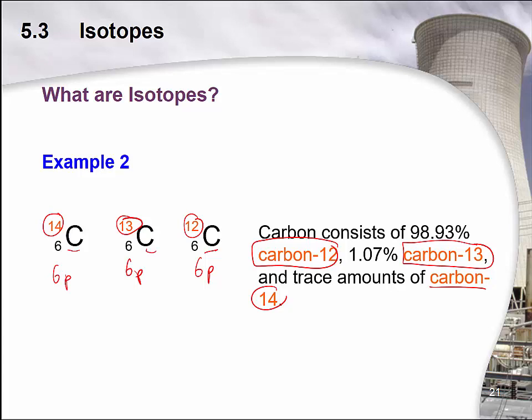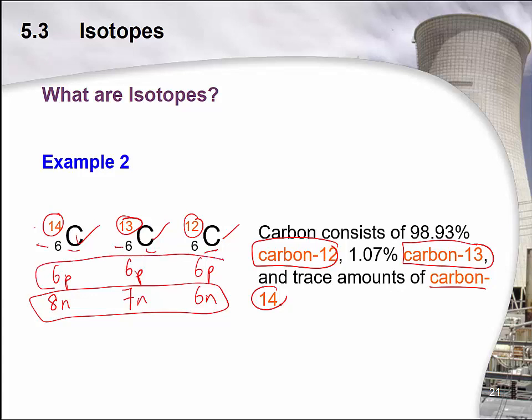So you take, for example, the first one, 14 minus 6, you get 8 neutron. Second one is 7, because 13 minus 6 is 7 neutron. And 12 minus 6 is 6 neutron. So they have different number of neutrons. But they must have same number of proton. So let's define isotope again. Isotopes are atoms of the same element, in this case carbon. They have same number of proton, which is all 6 in the carbon, but they have different number of neutrons.